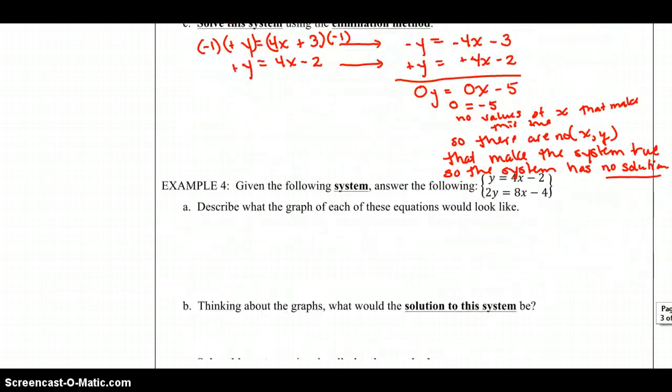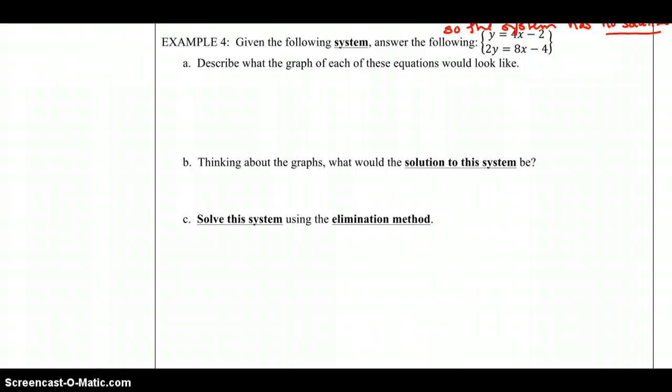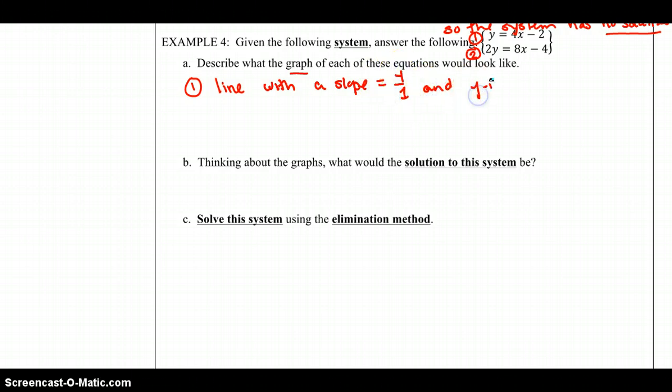Now if we look at the other case, this system, we've got y equals 4x minus 2 and 2y equals 8x minus 4. Again, if we think about what each of these graphs looks like, we have just x terms, y terms, and constants, so the graph of each will be a line. This one is in the y equals mx plus b format, so it's a line with a slope equal to 4 over 1 and a y-intercept at 0, negative 2, since if we plug in 0 for x, we get negative 2 for y.